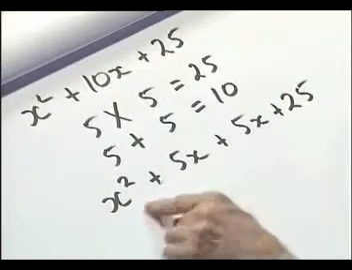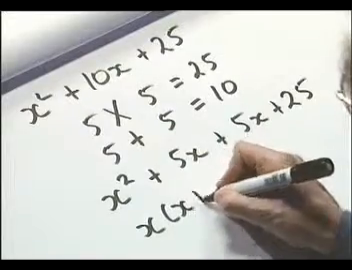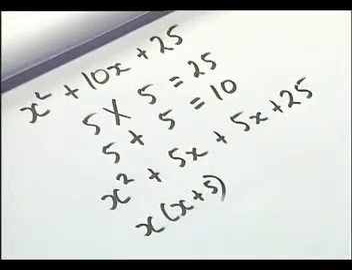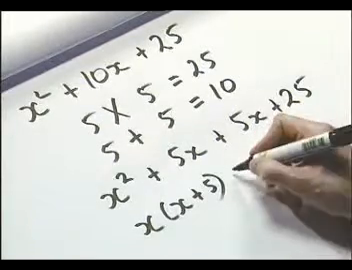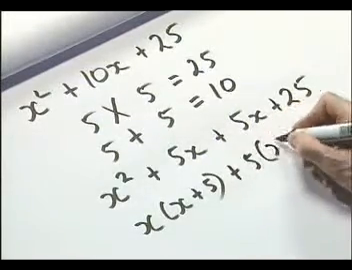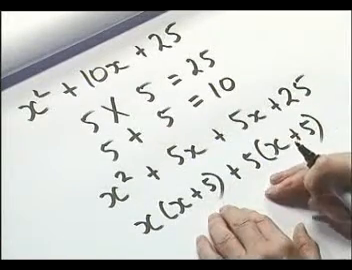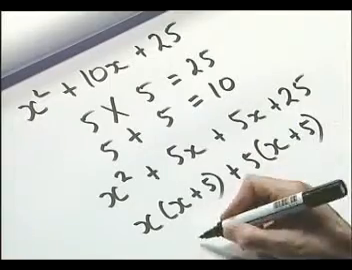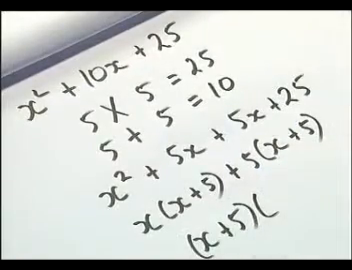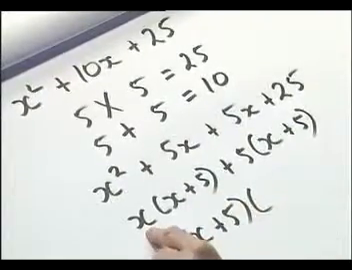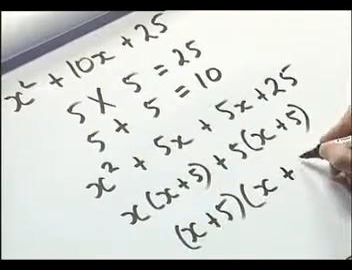Look at the front two terms, a common factor of x, leaving us with x plus 5. Look at the back two terms, a common factor of plus 5, leaving us with x plus 5. Two lumps of algebra sharing a common factor of x plus 5. X plus 5 multiplies x, and x plus 5 multiplies plus 5.